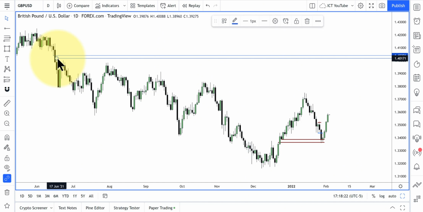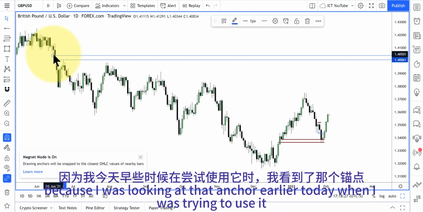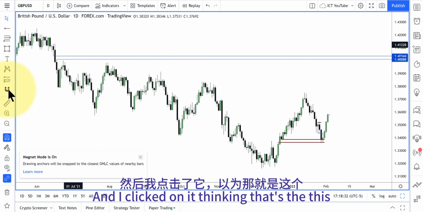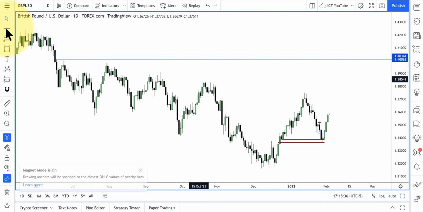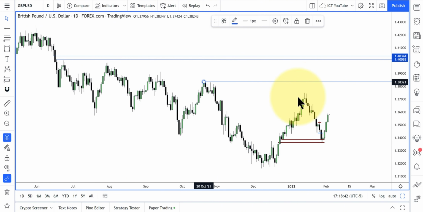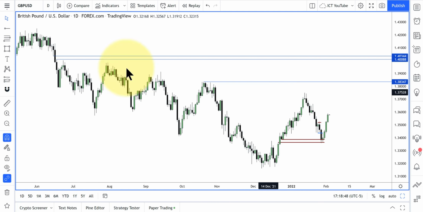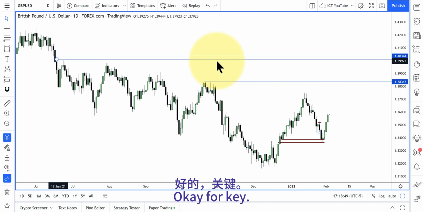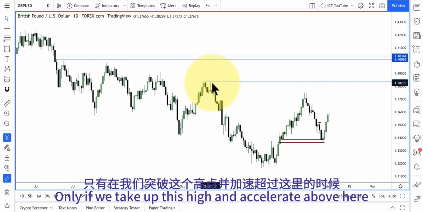Get on that high. I don't have the anchor thing on, do I? Nope. You know why? Because I was looking at that anchor earlier today when I was trying to use it, and I clicked on it thinking that's this. Okay, whatever. Buy side here. That's what I'm thinking initially, if we get above this short-term high. But if we really start to break down on dollar, I'm looking over here for cable. That's long term. And that is, again, only if we take out this high and accelerate above here.